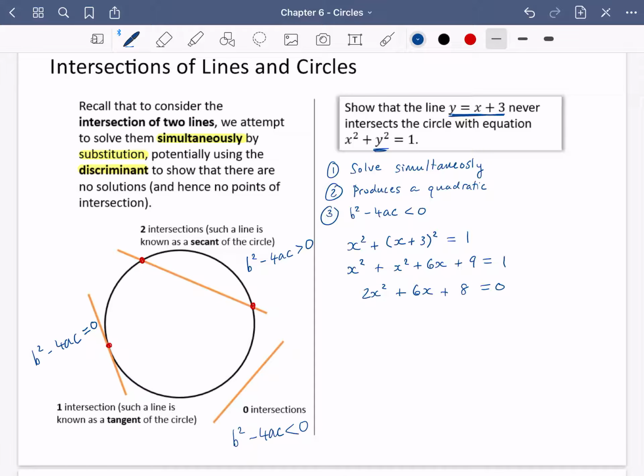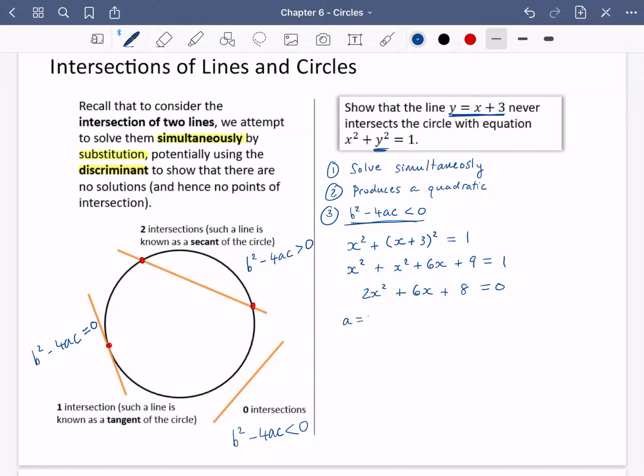And when you put this into your equation solver with a as 2, b as 6, and c as 8, you get imaginary numbers. You get some complex numbers that have got i with them. And that's not the best way of showing that this doesn't intersect. In fact, what you need to do is use the discriminant here. So we're going to use the discriminant.